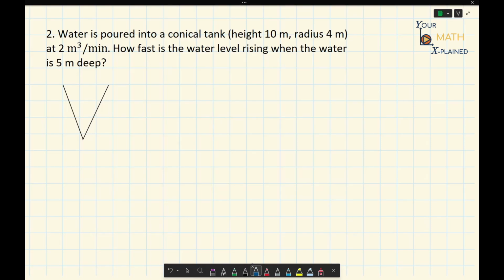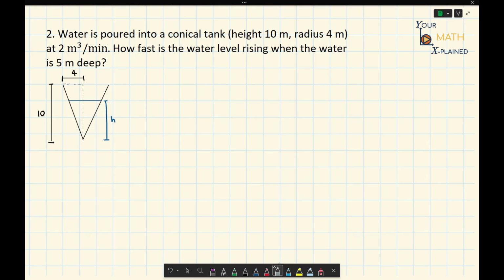So let's say that the water level is right over here. Then that means this is going to be the height or the depth of the water. But we're also told that this entire tank has a height of 10 meters. So that means from the top of the tank to the bottom, this is going to be equal to 10. And the radius is 4 meters, which means from the side to the center, this is going to be equal to 4. So again, notice how we have a similar triangle situation here.